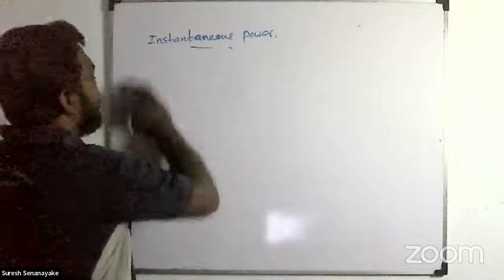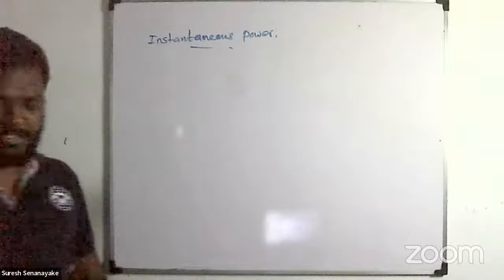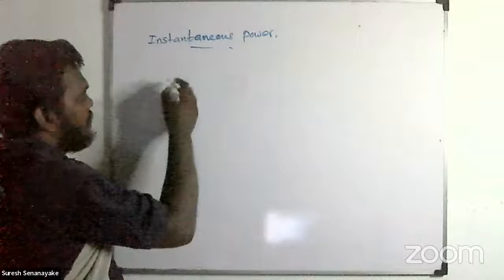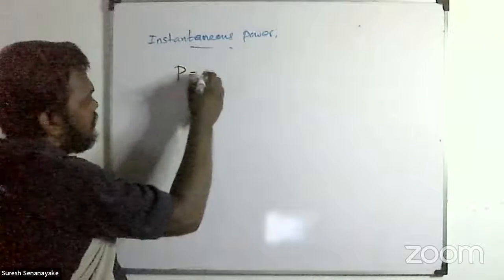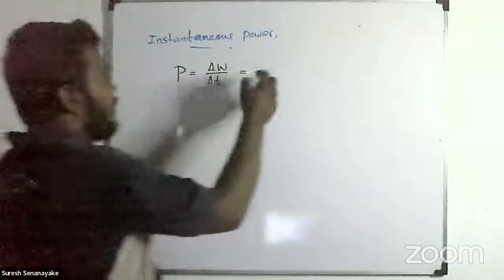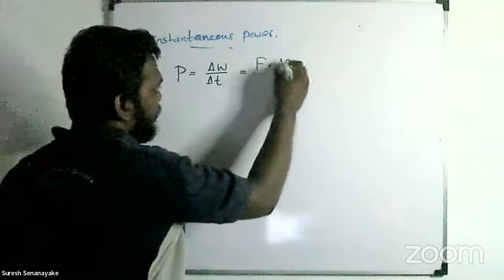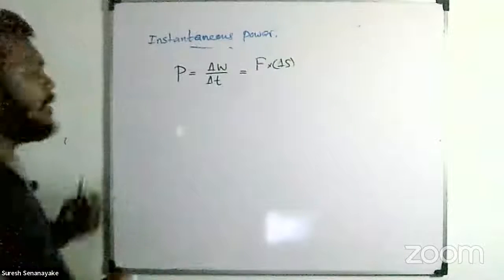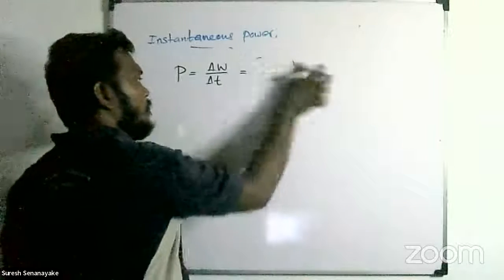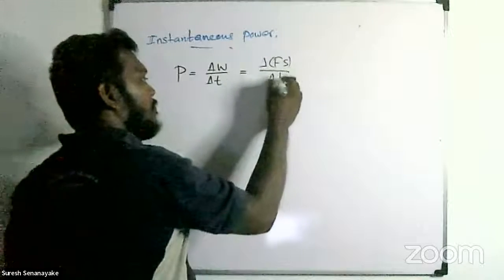Because I have instantaneous power, right? So it's the power at an instant of time, at any instant of time. And you can write this instantaneous power in this way. Let's say this power equals W over delta T. That's work done, we know that it is the force acting on the body multiplied by the displacement. Let's say the constant force acting on the body and the displacement will change. Delta Fs divided by delta T.